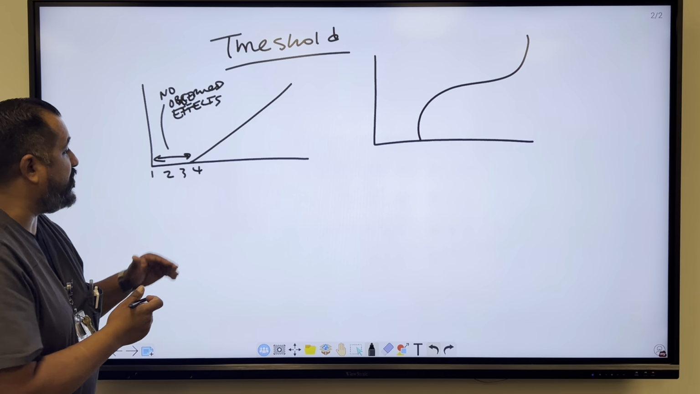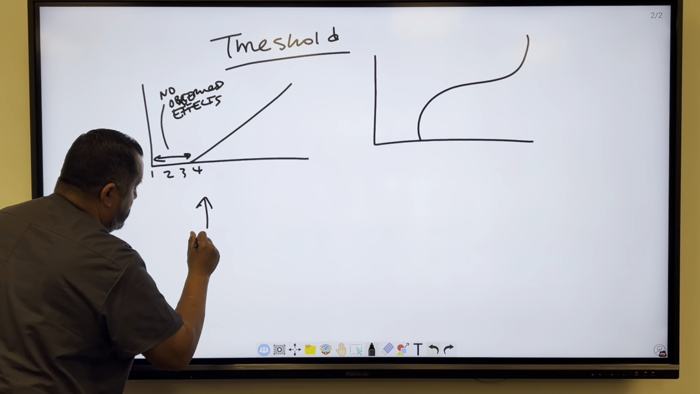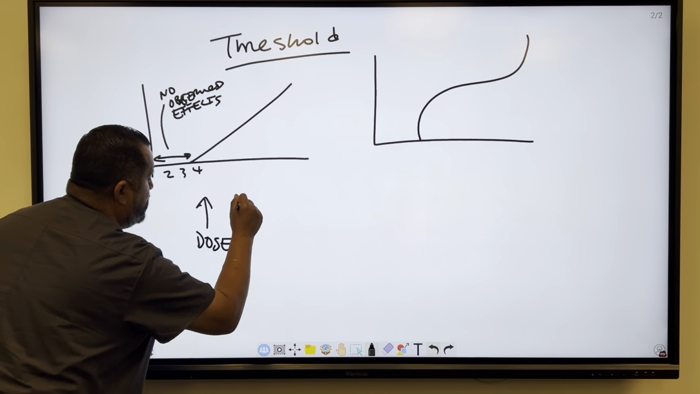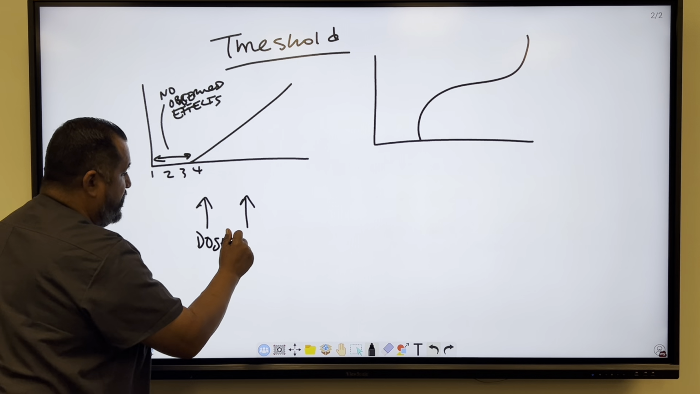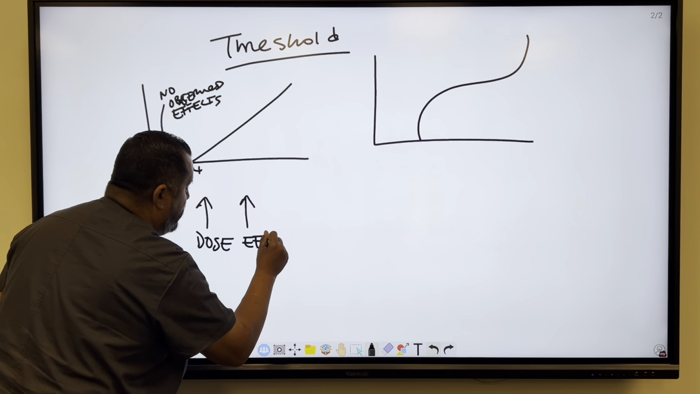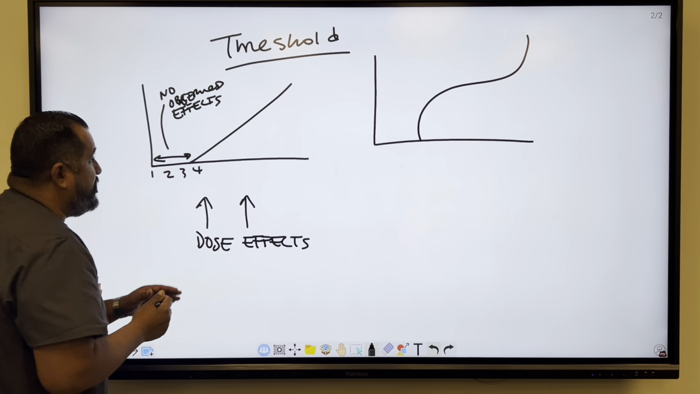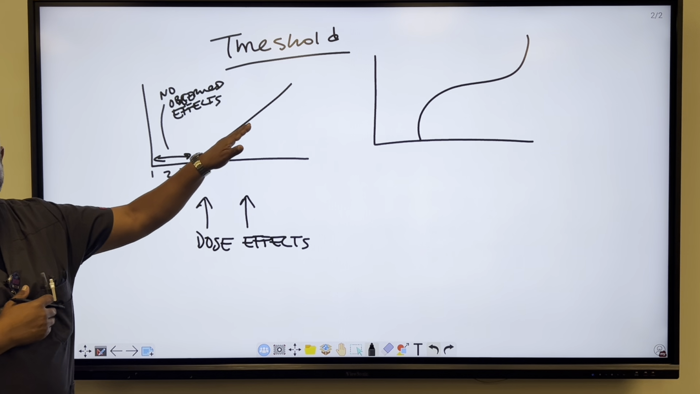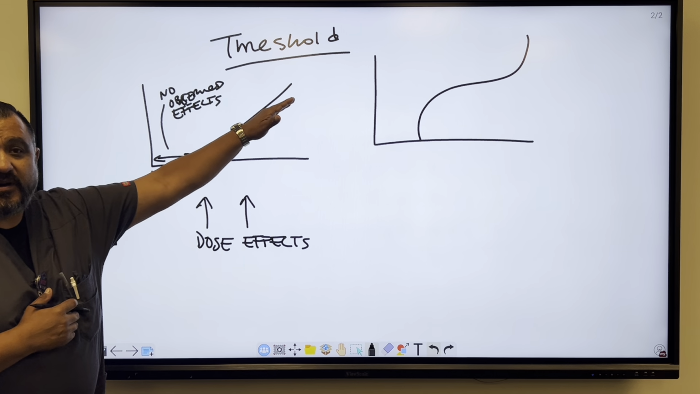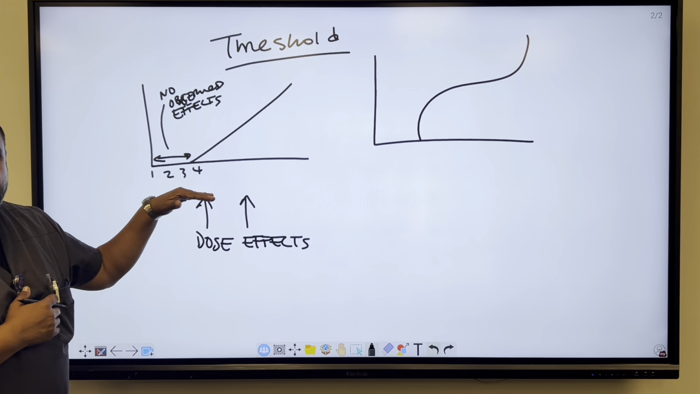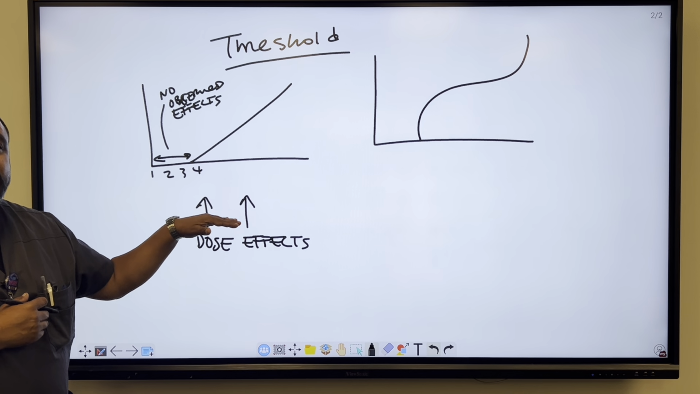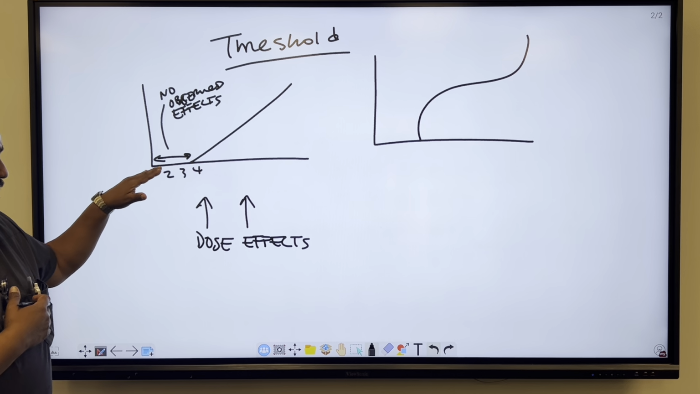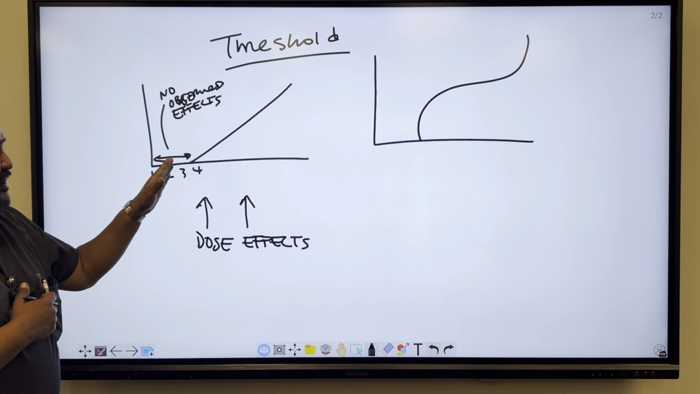So if you keep increasing the dose, take a look here, you guys. You keep increasing the dose. We try to make sure it's even. And the biological effects are increasing at the same rate. That means it's going to be a threshold response, but it's going to be a linear response because guess what? The dose is increasing and so are the biological effects. So again, you have 1, 2, 3, nothing happened.